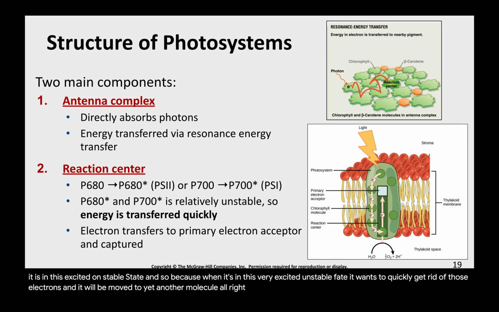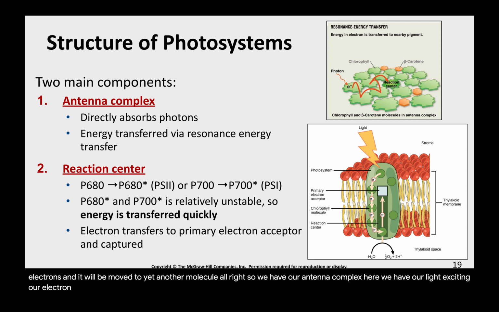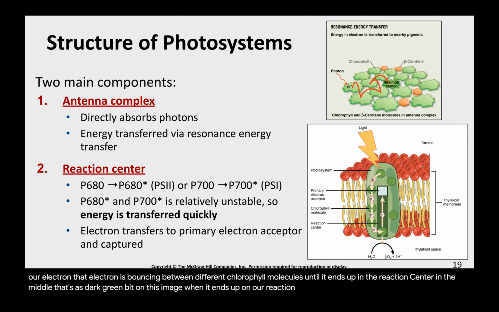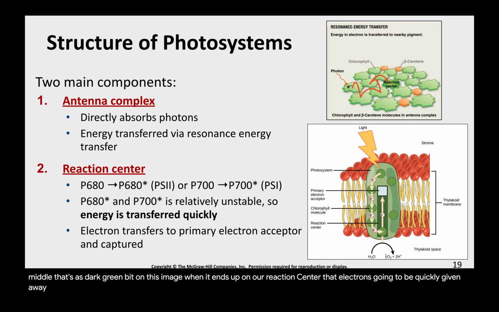All right, so we have our antenna complex here. We have our light exciting our electron. That electron is bouncing between different chlorophyll molecules until it ends up in the reaction center in the middle. And that's this dark green bit on this image. When it ends up on a reaction center, that electron is going to be quickly given away to a primary electron acceptor, and then it will go through an electron transport chain.